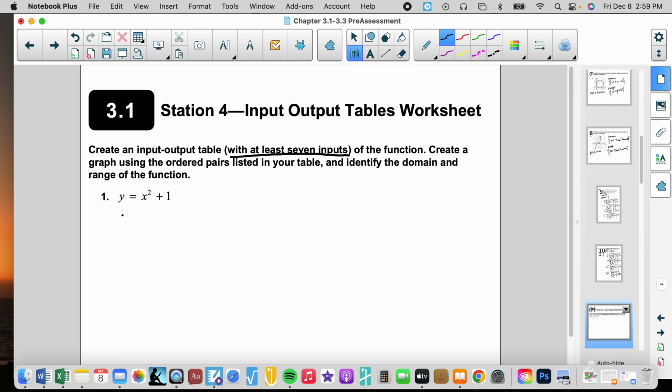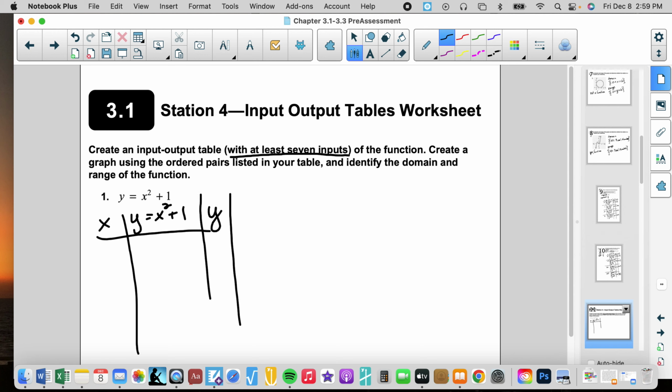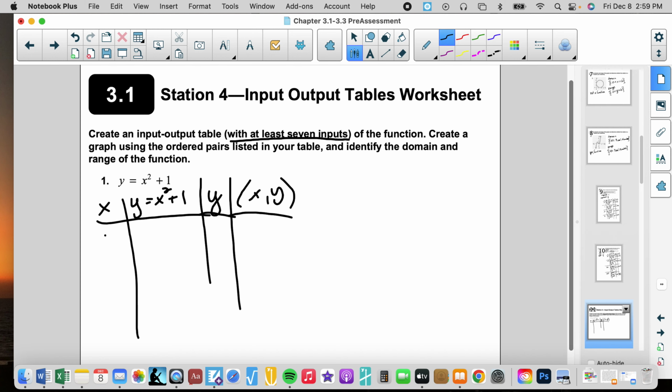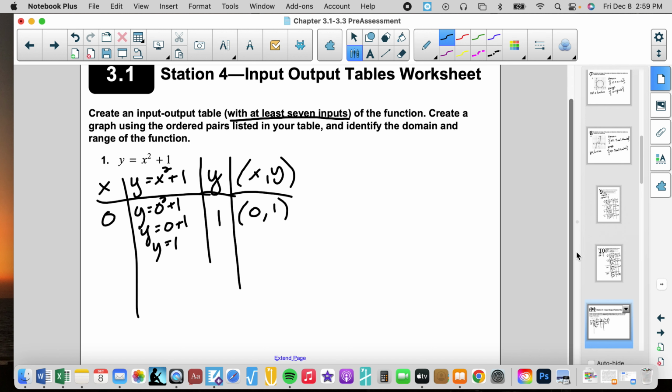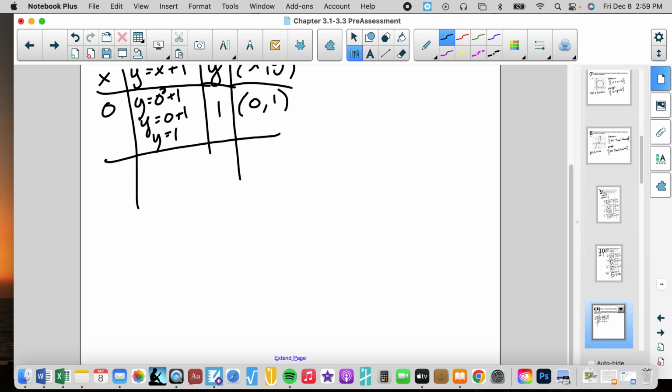So here we go. We're going to have my X, which is my input. Here's my Y. Here are my ordered pairs. And now we need 7 of them. So I'm going to start with 0. And I got 0 squared plus 1. 0 squared is 0 plus 1 equals 1. So my first ordered pair is 0, 1. This is going to be a lot of paper.